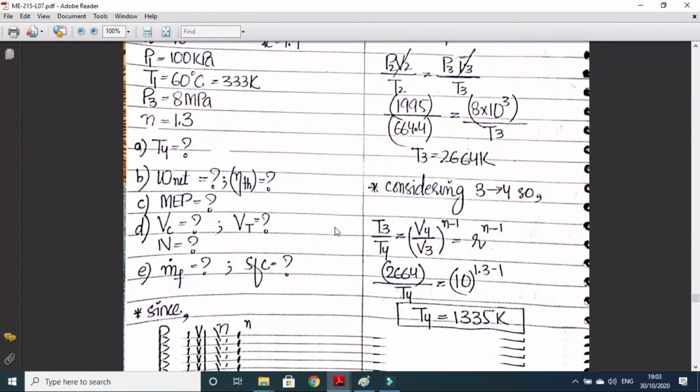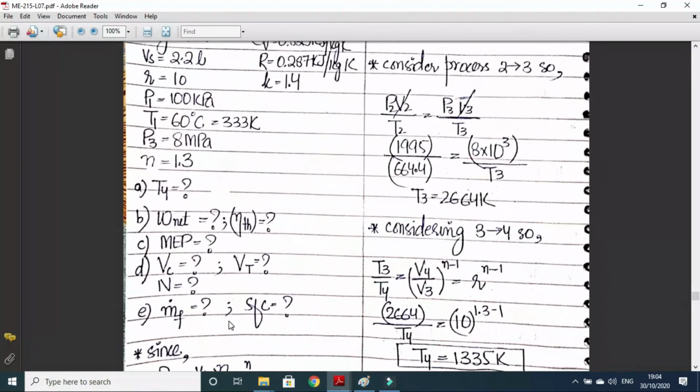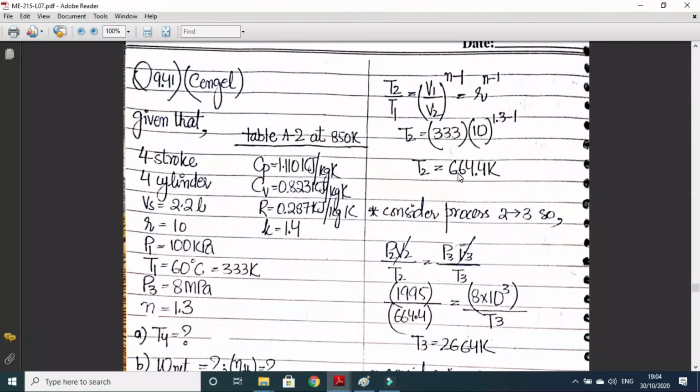Okay, so the initial part is very easy. We can use the isentropic relations. P2 upon P1 is equal to V1 upon V2 to the power n. Instead of k, we should use n because it is a polytropic process. R is given, n is given, P1 is given, so we can easily calculate P2. Similarly, we can calculate T2 by using the isentropic relation.